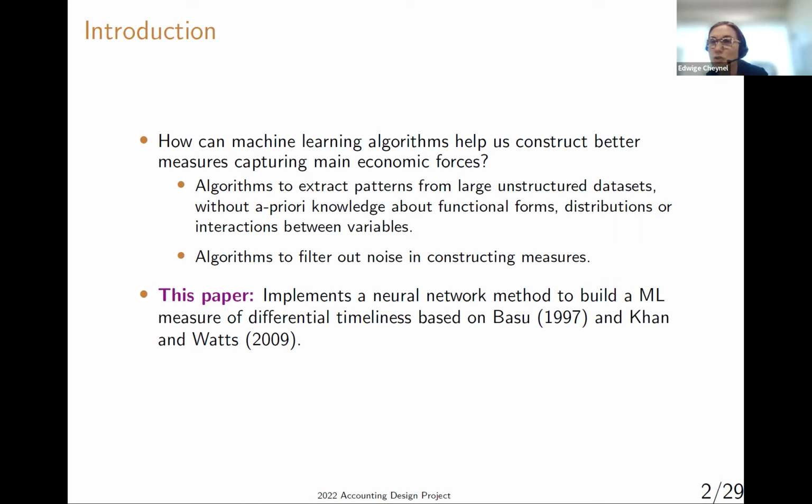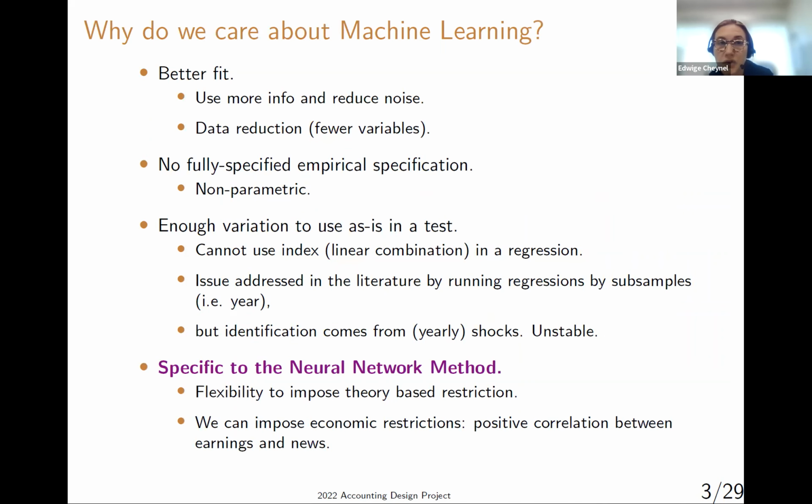So we don't plan to address the critiques that have been brought up in the past about those Basu coefficients and so on, but we will show you how you can use machine learning to denoise this measure. At the end of the day, we will show you that the measure we are offering uses more information and is able to reduce noise, which is a problem, especially when you run regressions and you want to use as is this notion of differential timeliness.